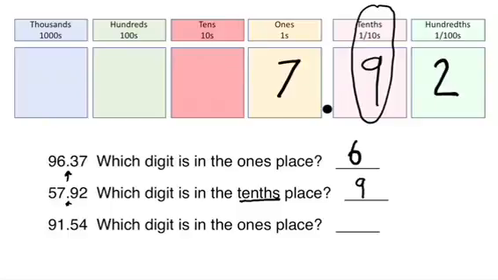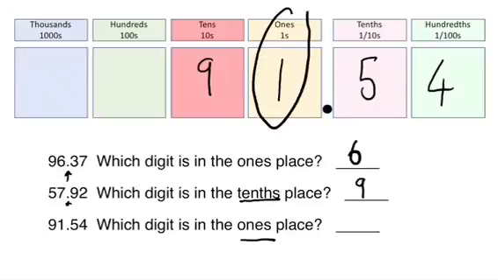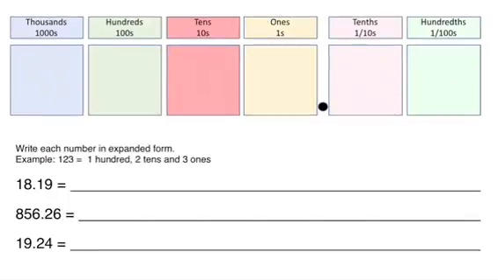Let's do one more of these. 91.54. Which digit is in the ones place? That place. The digit is a 1. Okay? Hopefully not too tricky. Okay, next one.